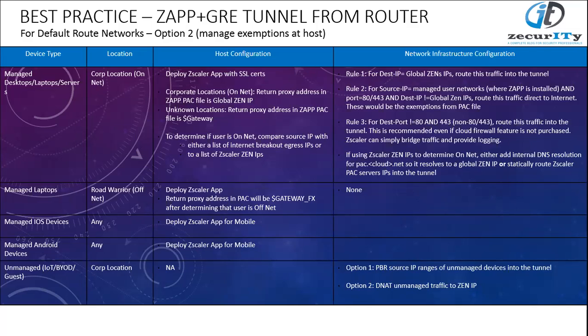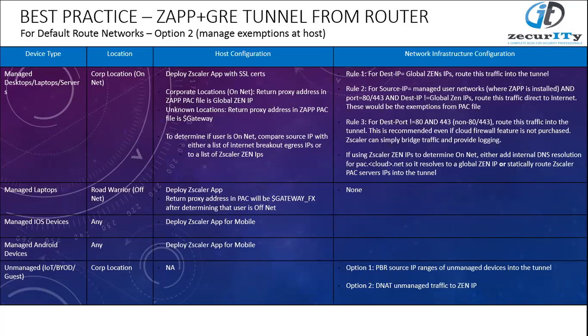So in order to determine if the user is inside the corporate or outside the corporate, use the source IP of the internet breakout or the list of Zscaler Zen IPs as the source IP to identify whether the user is connecting from the corporate or outside the network. The important configuration here is, first we need to understand where the user is connecting from. If the user is connecting from inside the corporate, then use the global SYN IPs to route the traffic.